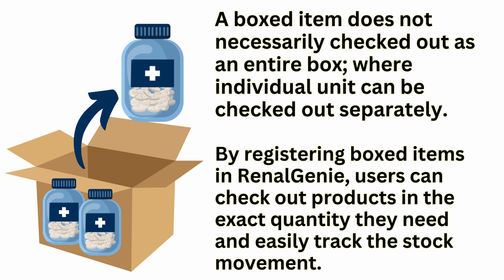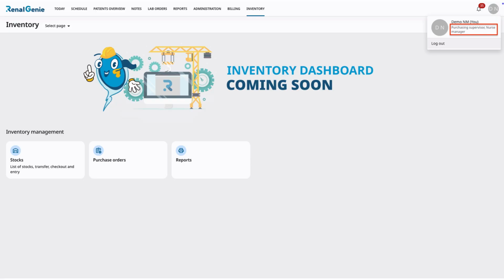By registering boxed items in RenalGenie, users can check out products in the exact quantity they need and easily track their stock movement. Now, let's see the steps to configure box item on RenalGenie.